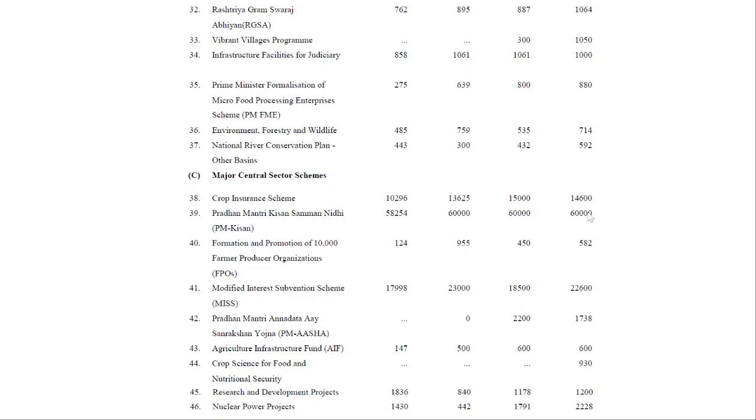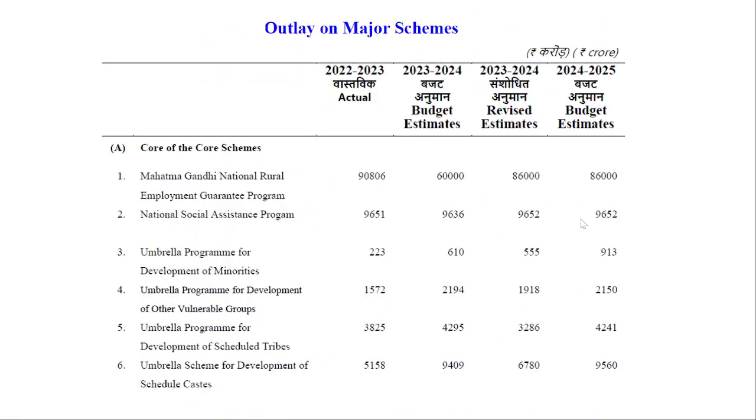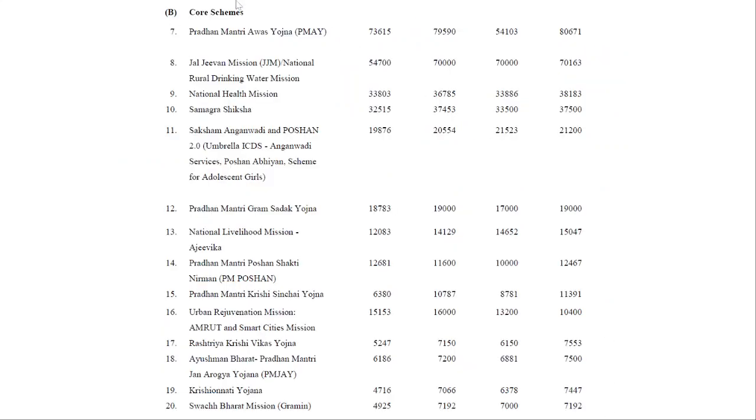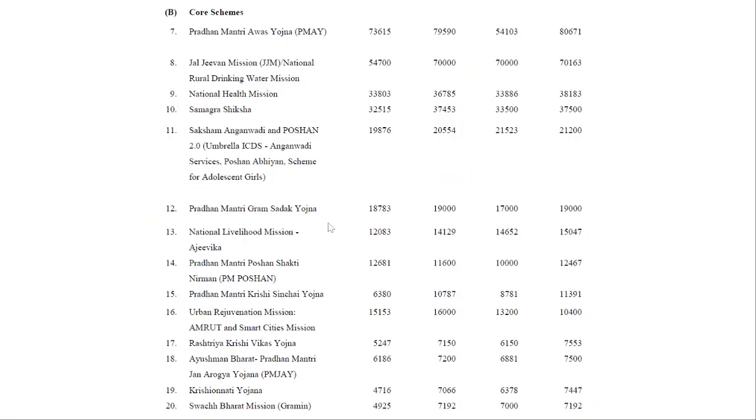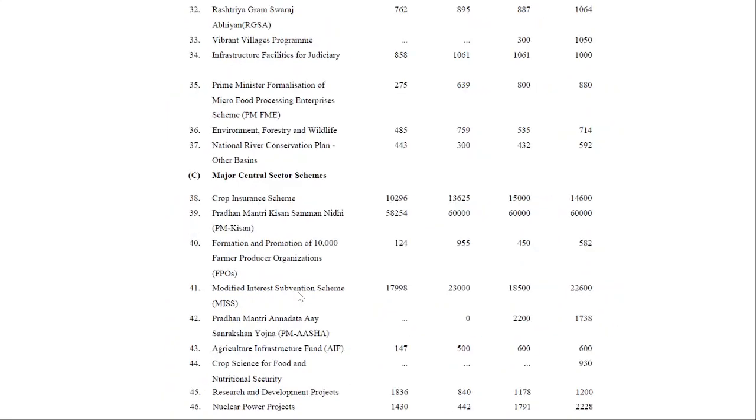PM Kisan 60,000, again a huge amount. See the category also. This is the core of the core schemes, that means very important schemes. You can try to remember how much for the scheduled type, scheduled cost, 9,000 crores, 4,000. Try to remember that also. Then these are core schemes, that means somewhat important schemes. And here it is saying major central sector schemes. That means those schemes where the central government pays 100%, right? So PM Kisan, you can look at it from that point of view also. What are the central sector schemes?